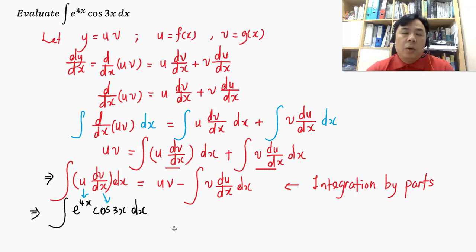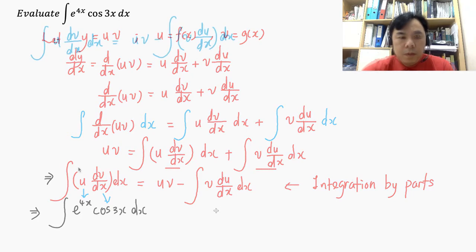Now, of course, some of you are wondering, can we actually let u represent cosine 3x instead of exponential 4x? Yes, by all means we can. So here I'm going to show you two strategies, whether it works or not. By letting u equal exponential 4x and dv dx equal cosine 3x, we can start to perform the integration by parts using the formula. All right, so I'm going to proceed on.